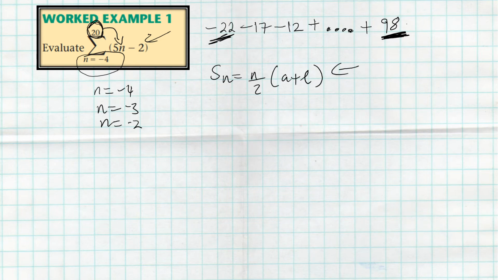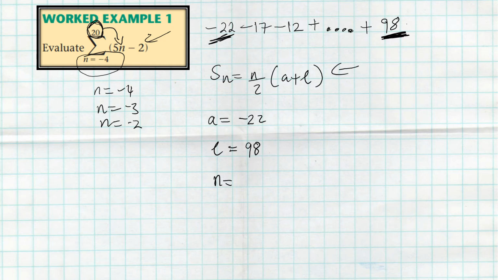Okay, so to get the sum, remember when they say evaluate and they write sigma notation, they are actually saying get the sum of this series. They are just representing it using sigma notation, this compact or summarized notation. So now our a is minus 22, and our last term, which we just got by substituting 20 as our endpoint, is 98.